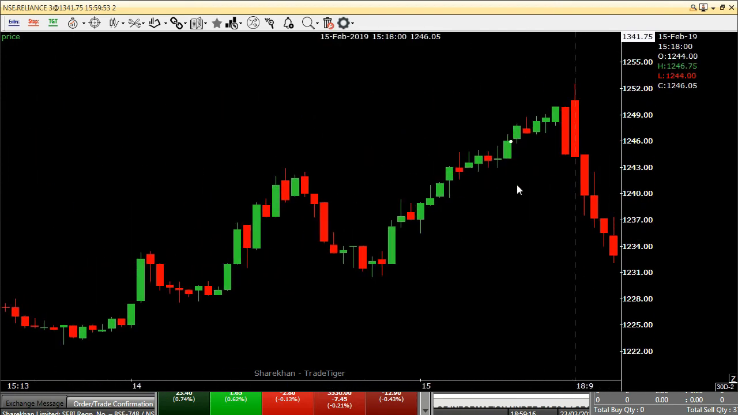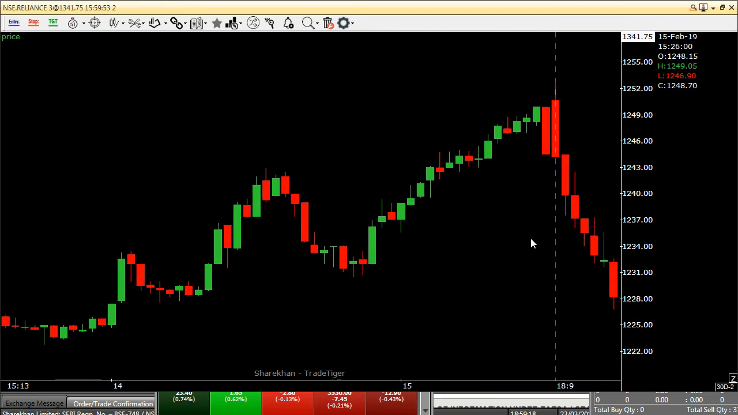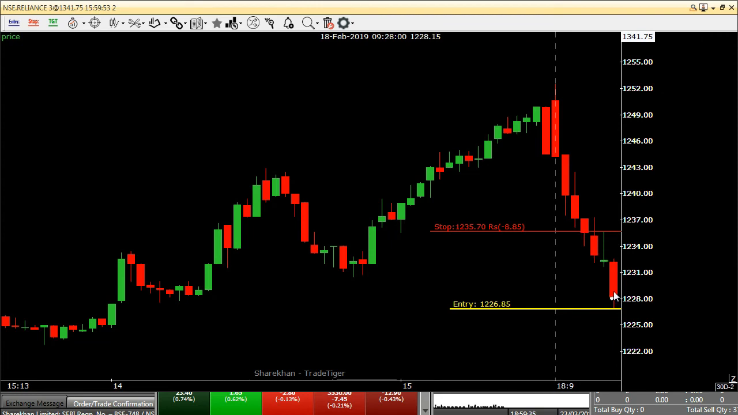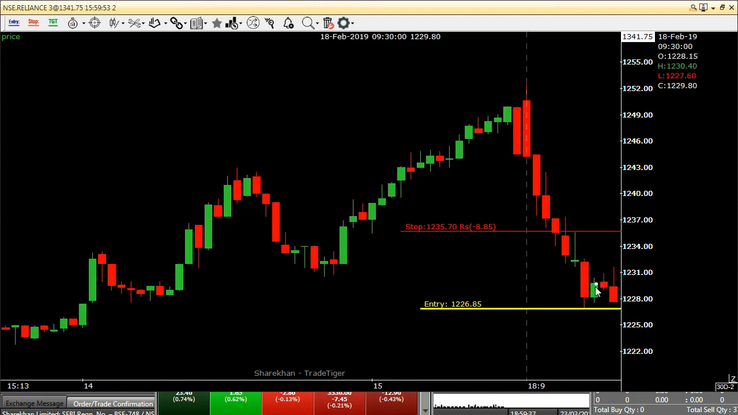Okay, and this is the next trading day. So we get one bearish signal here. Put your sell entry at this level, put your stop loss at this level. Okay, and it is nearly an 8.85 rupee stop loss. So focus on this buffer value also.